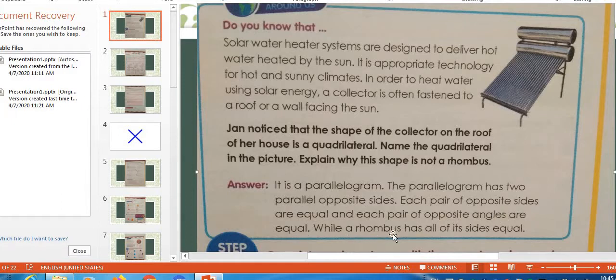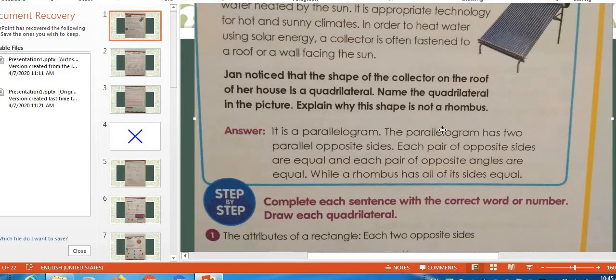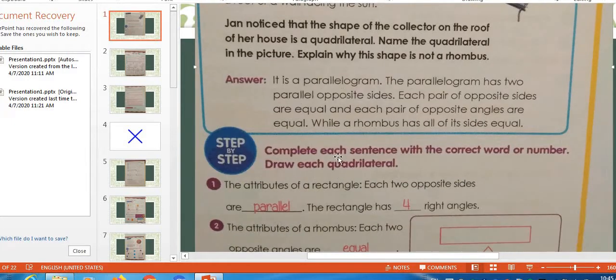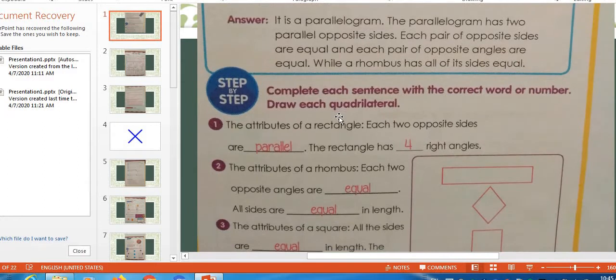While a rhombus has all of its sides equal. Okay, complete each sentence with the correct word or a number. Draw each quadrilateral, step by step.